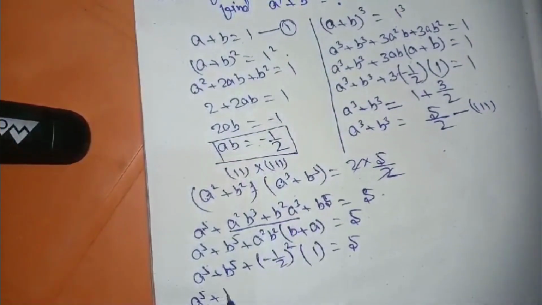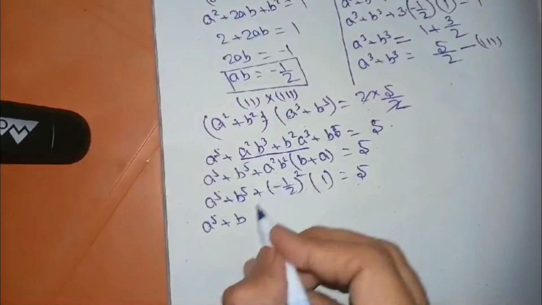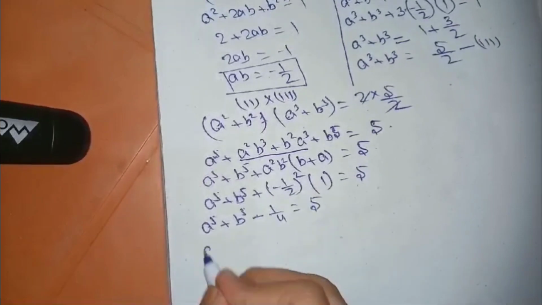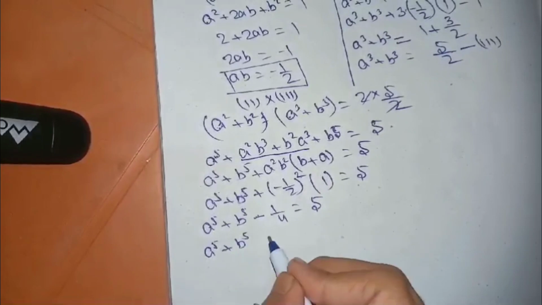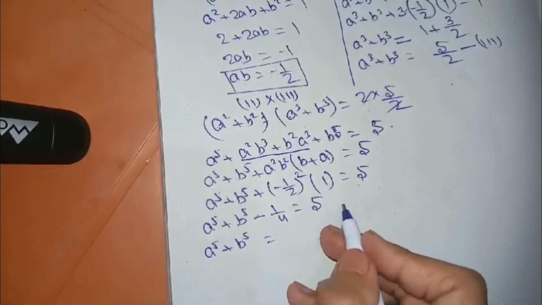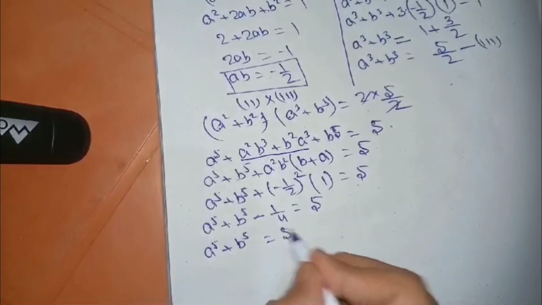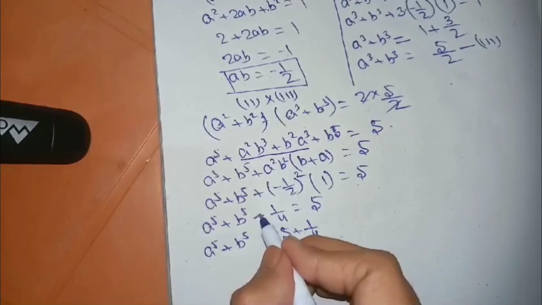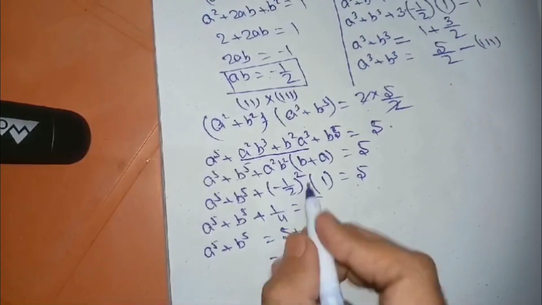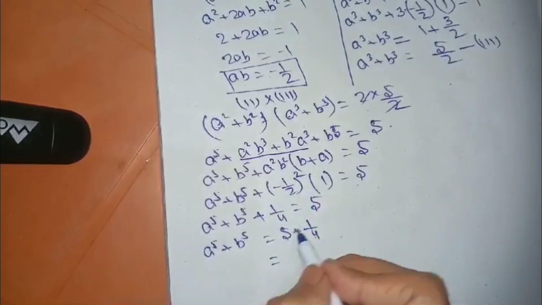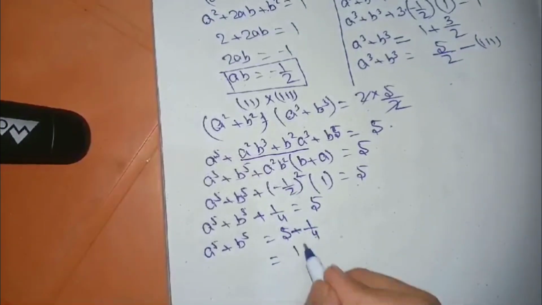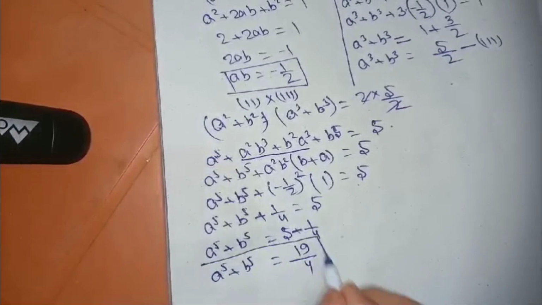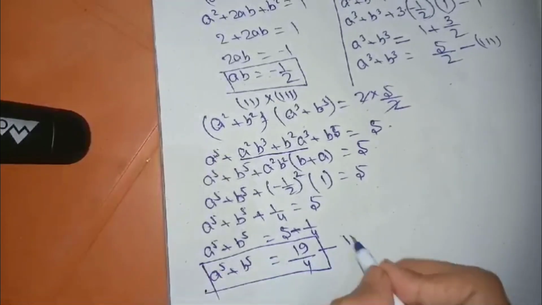So a5 plus b5 plus 1 by 4 equal to 5. Sorry, this will be on the negative side, with a positive sign, because the square of a negative gives positive, so it becomes 5 minus 1 by 4, which is 19 by 4. So a5 plus b5 value gives 19 by 4. Let us assume this as equation number 4.